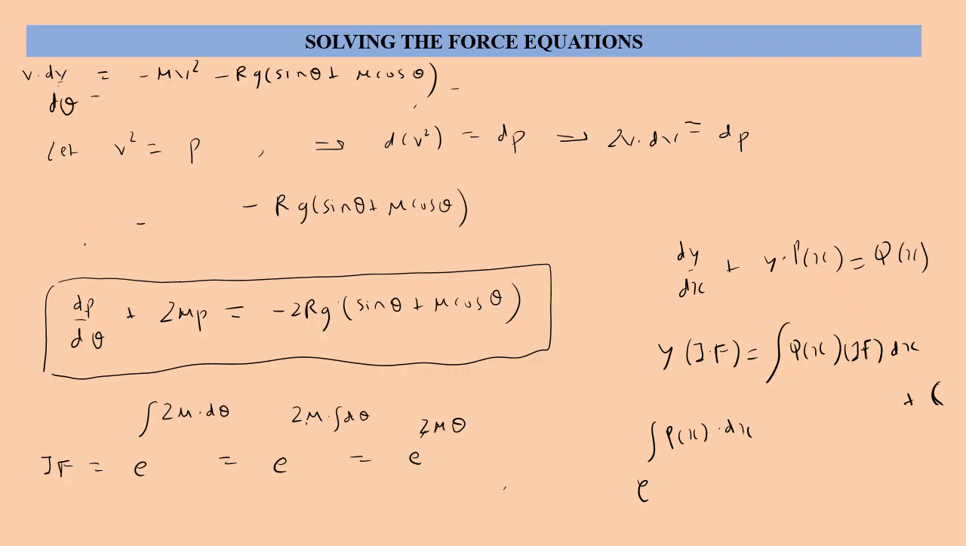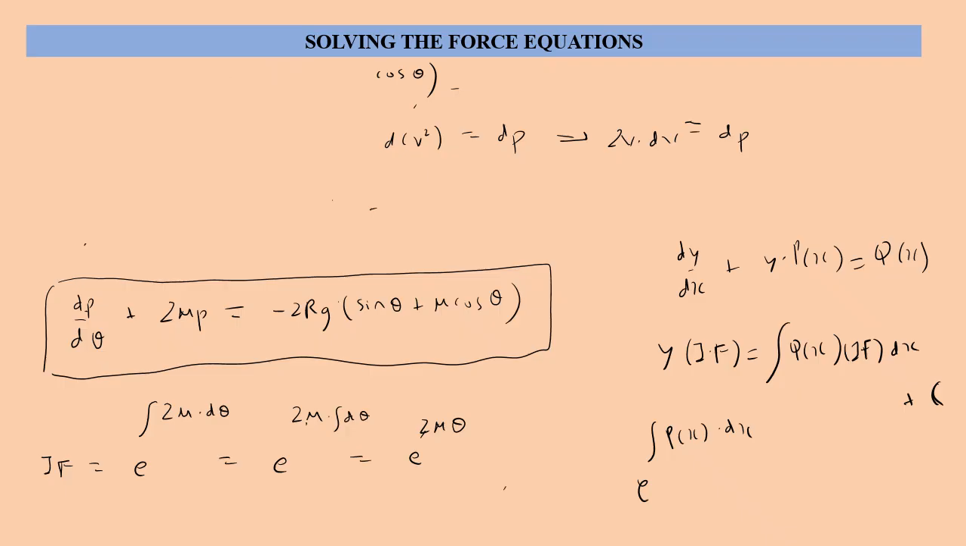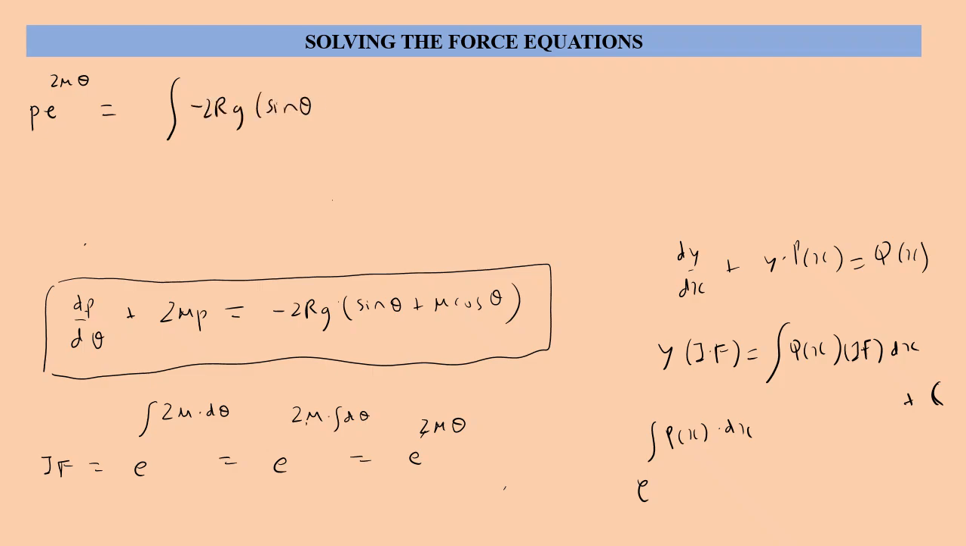Therefore, the general solution to my equation can be written as, using the solution to the standard first order linear ordinary differential equation that I mentioned on the right side. Referring to it, we can say that the solution to our equation is p times e to the power 2 mu theta is the integral of minus 2 rg times sine theta plus mu cos theta d theta plus c.